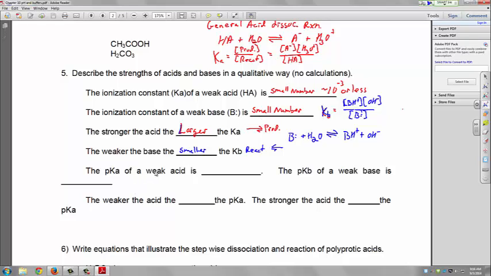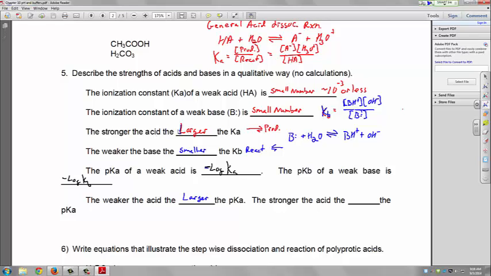The pKa of the acid is simply the negative log of the Ka. And remember, when you think of logs, think of exponents. The pKb of a weak base is simply the negative log of the Kb. This comes into play when we start talking about buffers and using the Henderson-Hasselbalch equation. One thing to keep in mind is the weaker the acid, it turns out, the larger the pKa.